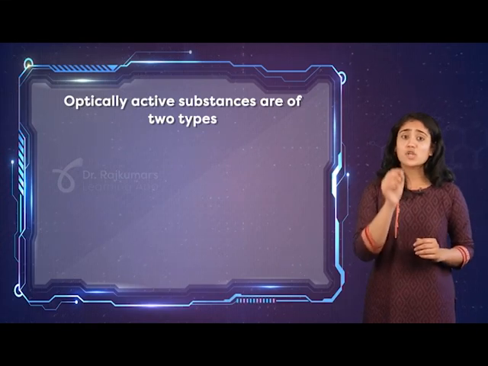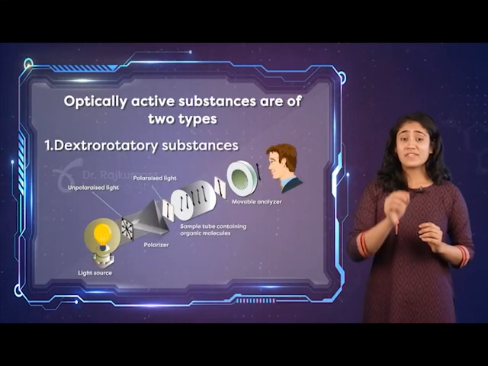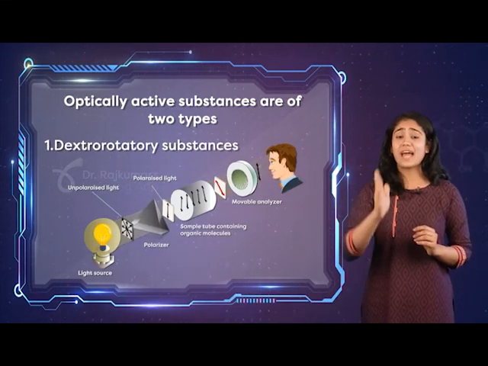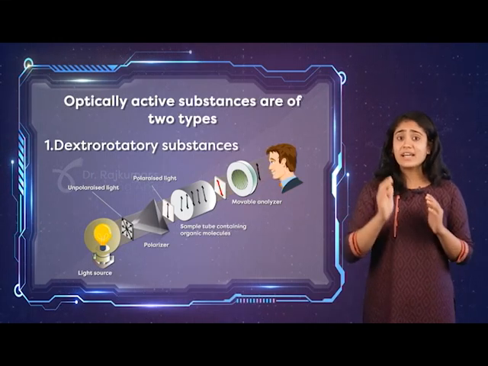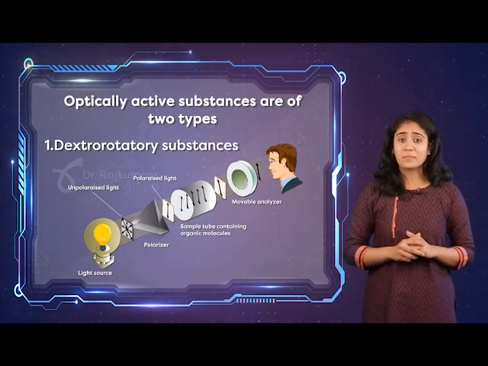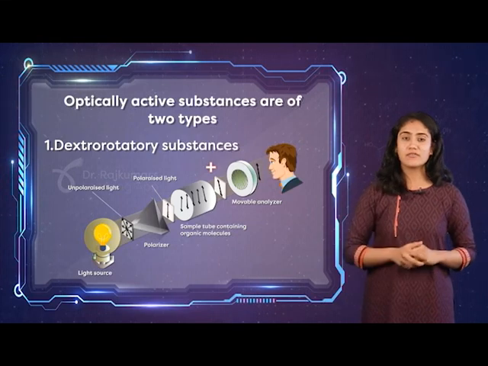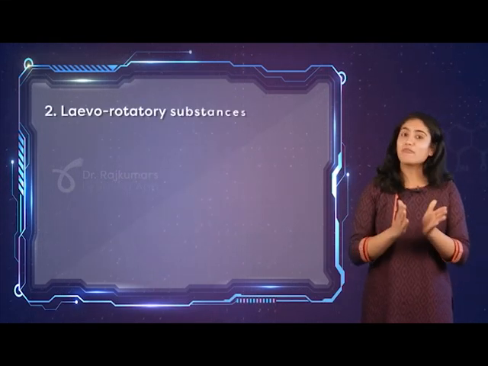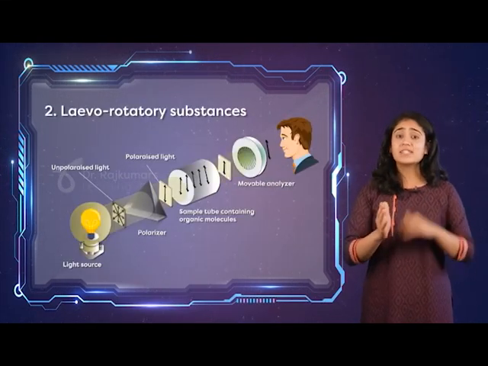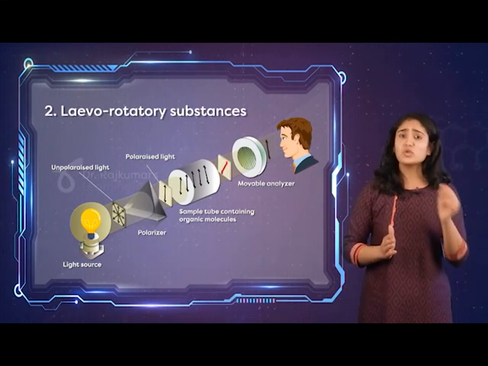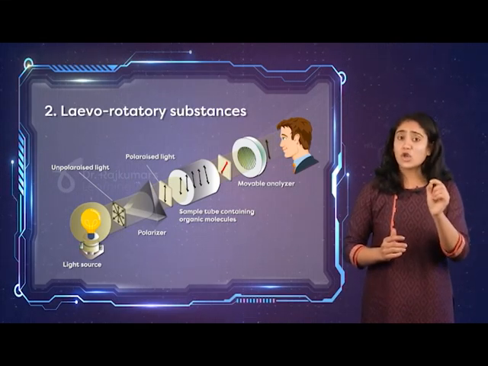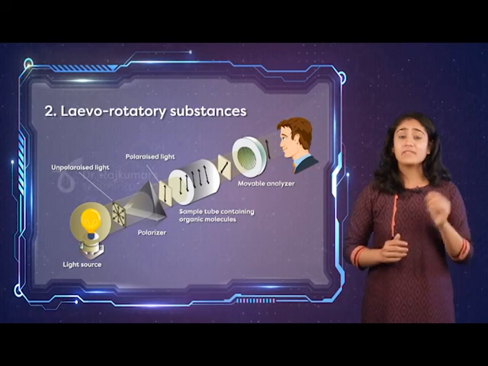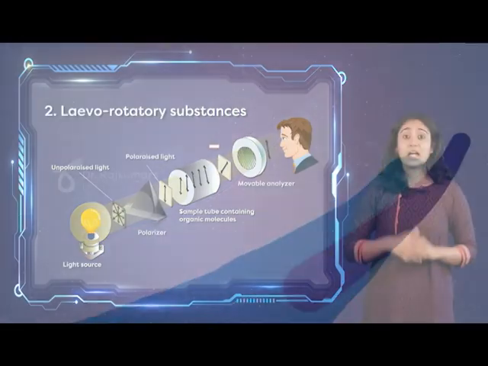Now, our optically active substances are of two types. The first one is called dextrorotatory. If the light is rotated towards the right through a certain degree, then it's called dextrorotatory. We will give a positive sign for this. The other type is Laevo-rotatory. If the light is turned towards the left hand side through a certain degree, then it's called Laevo-rotatory. We will give a negative sign.